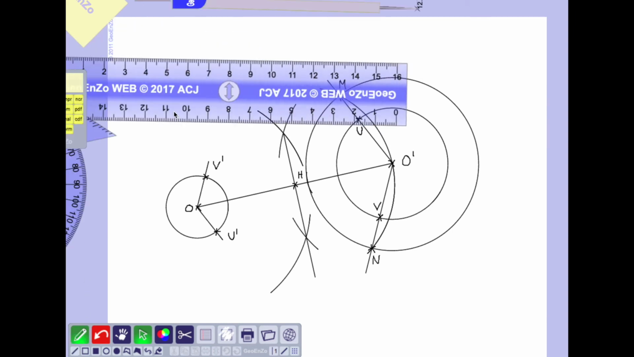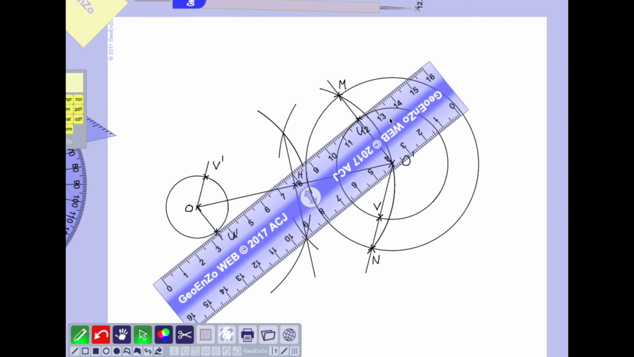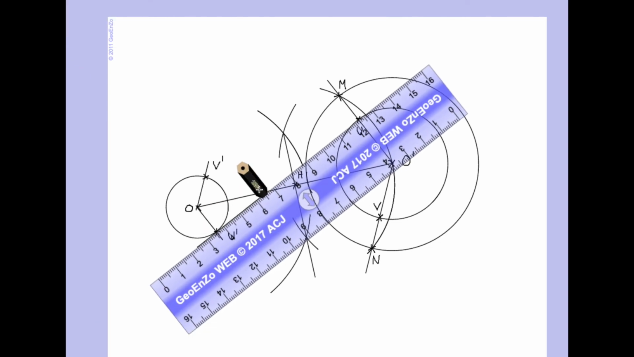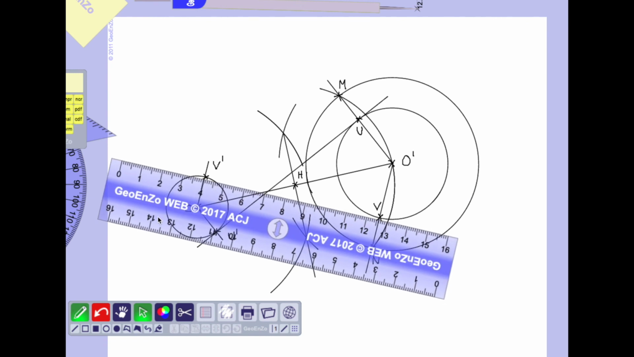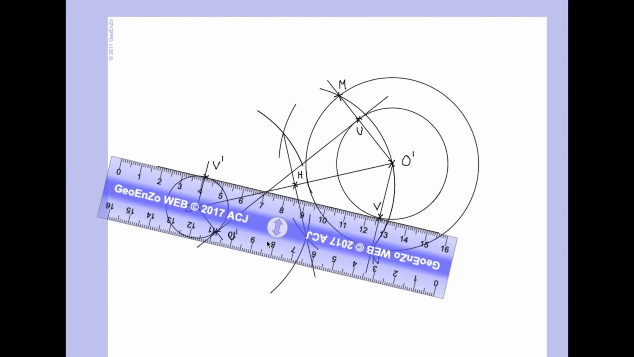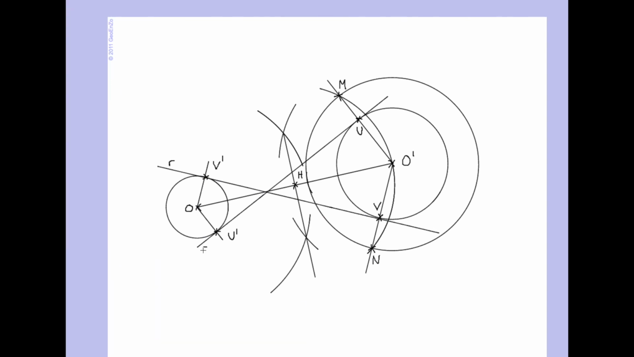Finally, we just have to draw the tangent lines. Remember that they are internal, so they look like crossed. So we join U' with U and V' with V. Don't forget to label the tangent lines R and S.